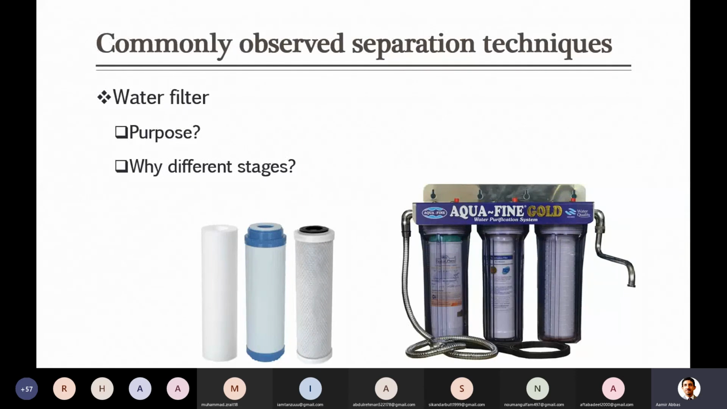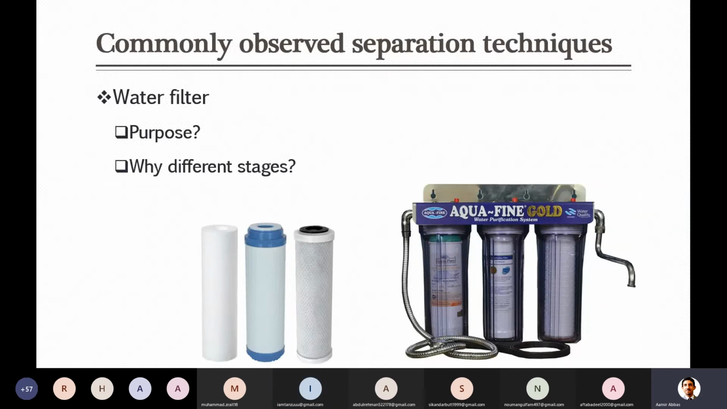Why not only one? Sir, the size of particles is different, so there are three stages to filter out different kinds of impurities. For some salts we use a different kind of filter, but for some other impurities we might use different filters. Okay, good. Yes, you are right.